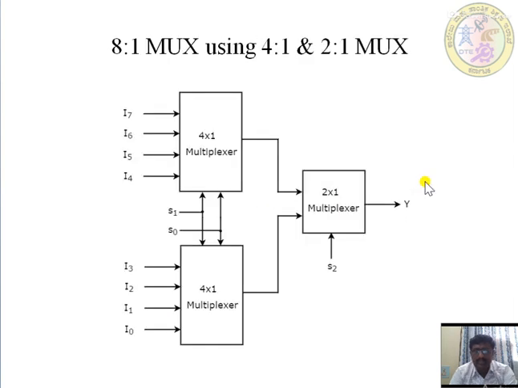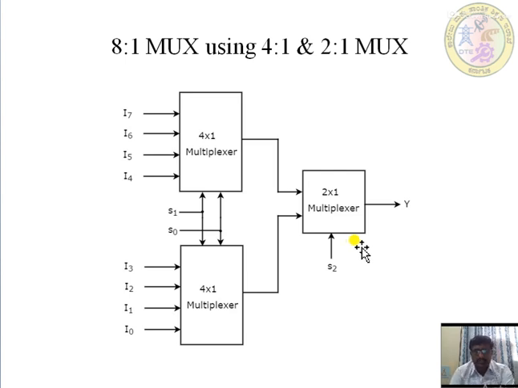Next, the same thing we can draw by designing an 8:1 mux using 4:1 mux and 2:1 mux. We require two 4:1 muxes and one 2:1 mux. Each 4:1 mux has 4 inputs and 2 select lines, and the 2:1 mux has the 2 outputs of the 4:1 muxes and 1 select line. So this is the combination of the 8:1 mux using 4:1 mux and 2:1 mux.